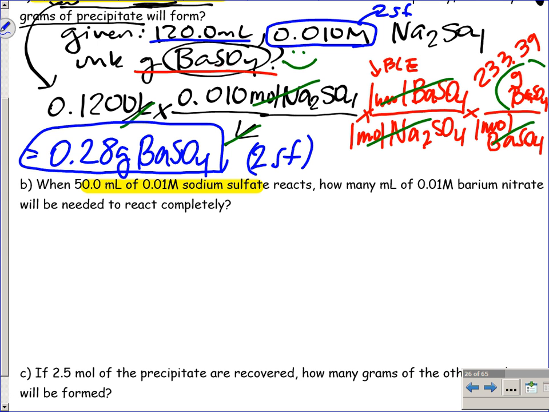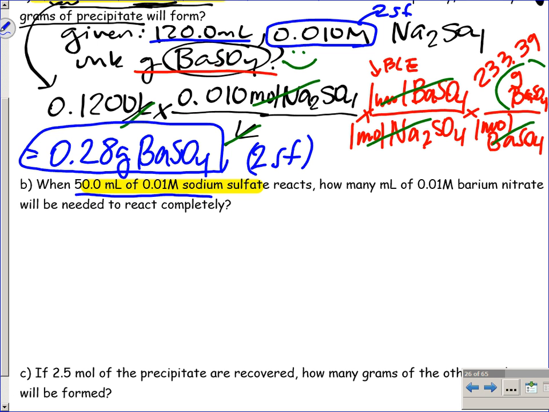All right, so when 50 milliliters of 0.1 molar sodium sulfate reacts, how many milliliters of 0.1 molar barium nitrate will be needed to react completely? So we've never been asked for the milliliters yet. That's the only thing that's different. All right, so we have 3 numbers here, right? Which ones seem to go together?